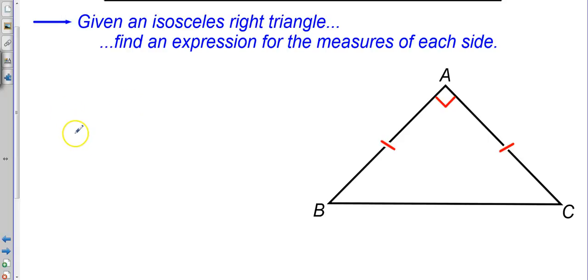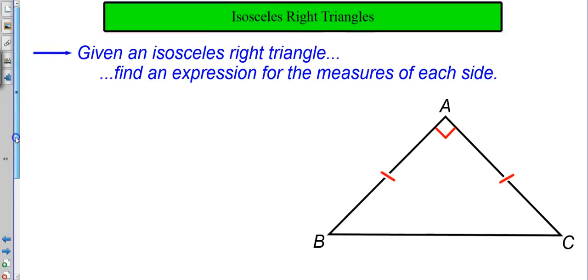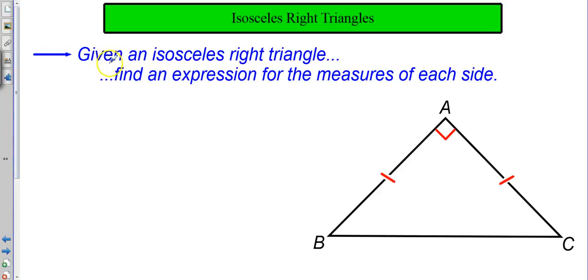Alright guys, so in this video we're going to take a closer look at some special right triangles, and specifically we're going to look at their side lengths and how we can find their side lengths relative to one another. So the first one that we want to look at is an isosceles right triangle. Isosceles meaning that we've got these two congruent sides, and right triangle, obviously we've got this vertex angle up top that's equal to 90 degrees.